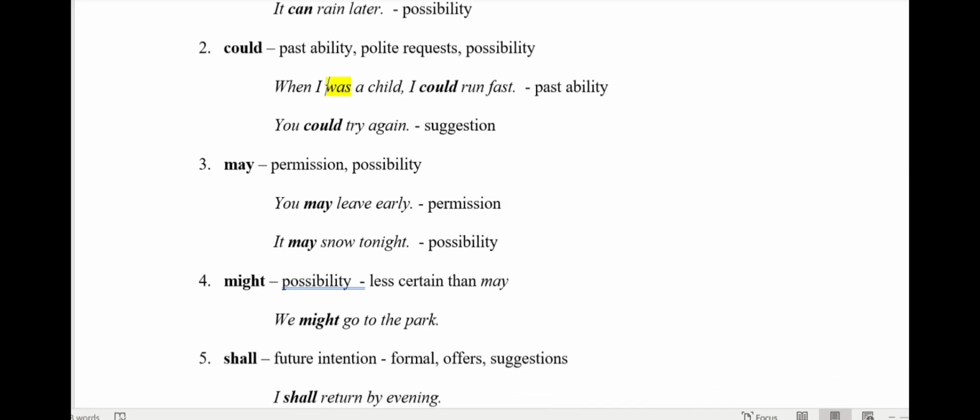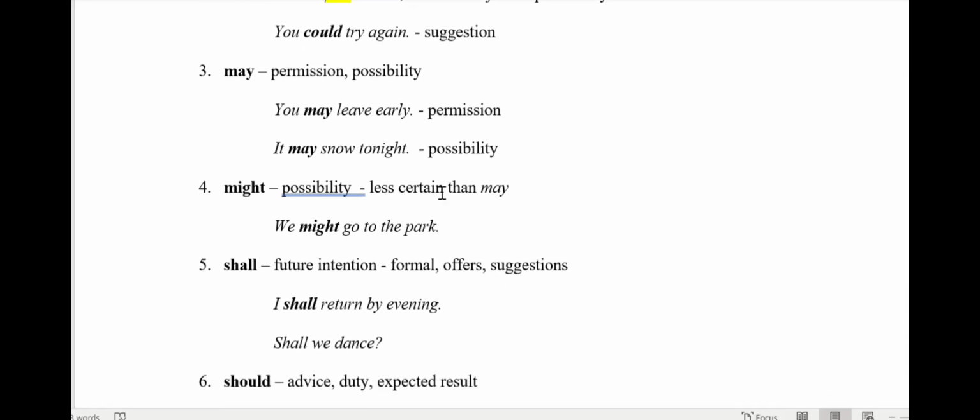Right. The third modal verb is may. May speaks about permission and possibility again. So, example, you may leave early. That is the permission. Similarly, it may snow tonight. So there is a possibility of snowing.